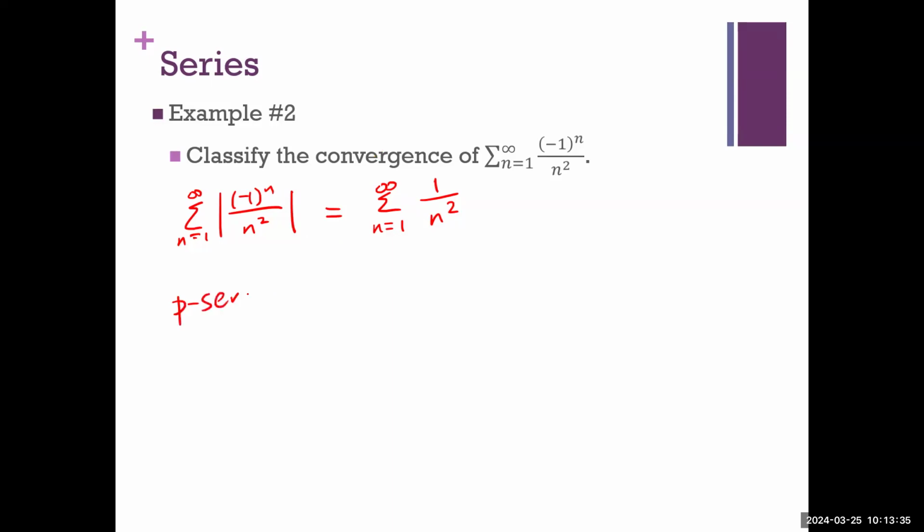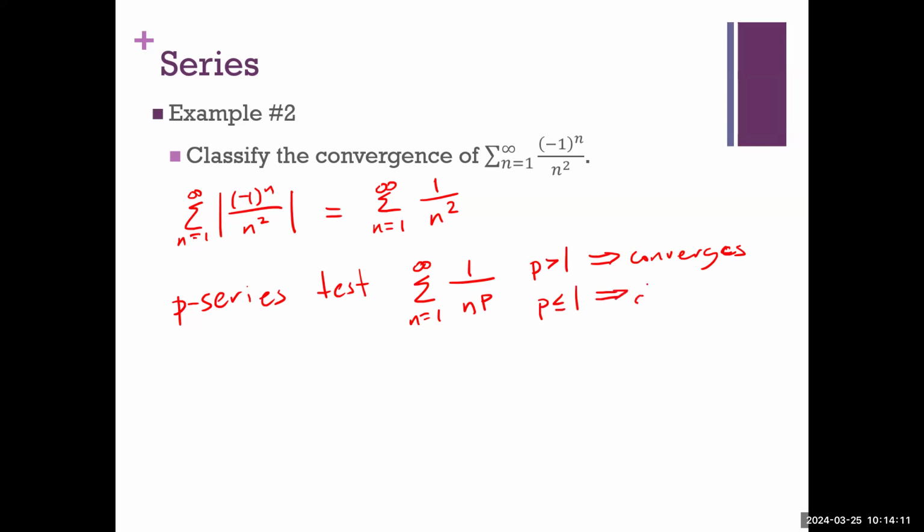There's a very quick test called the p-series test. It's kind of limited in its scope, but it's very powerful in the things it's useful for. So if you have a series that looks like this, 1 over n to the p, then what's the condition for convergence? If p is greater than 1, I get convergence. If p is less than or equal to 1, I get divergence. So very clear boundary there.